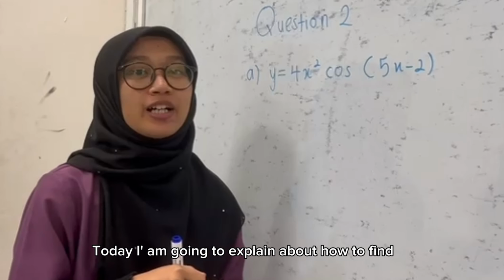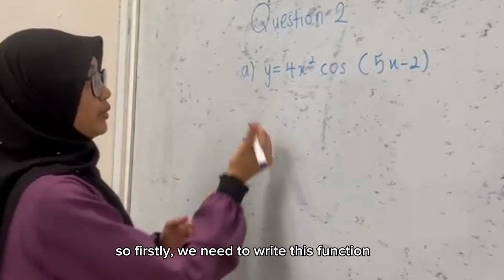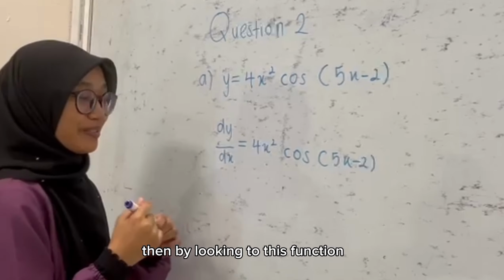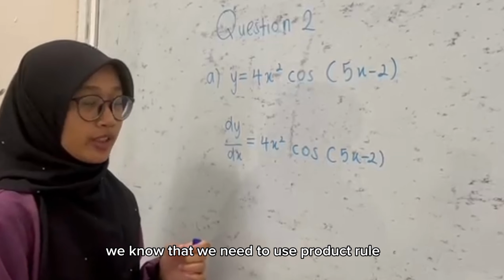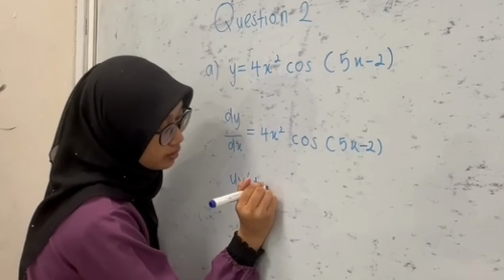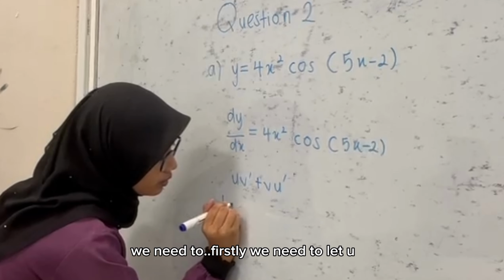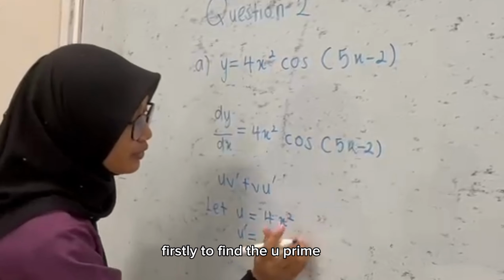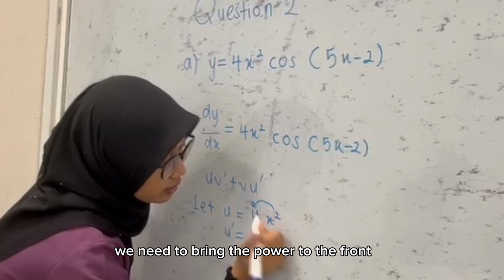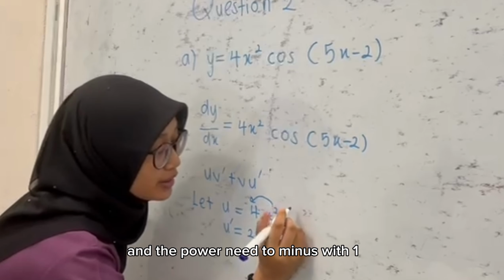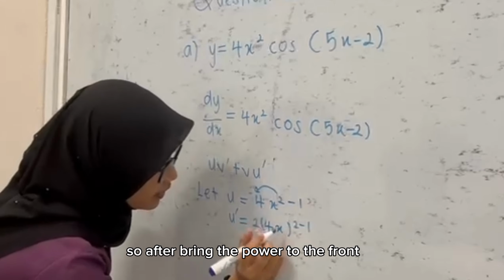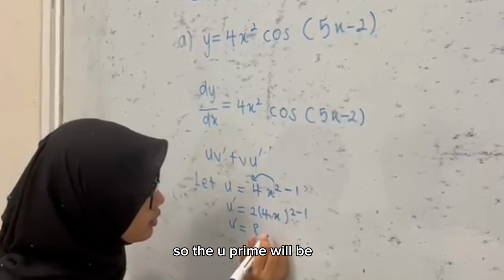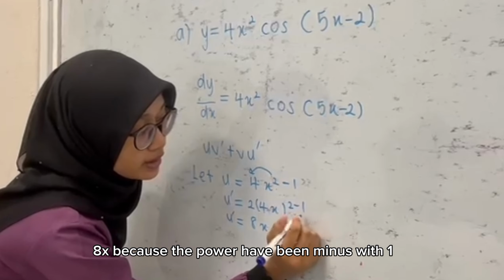Today I'm going to explain how to find dy/dx for the following function. Firstly, we need to write this function this way. By looking at this function, we know that we need to use the product rule. Then we need to let u, then find u prime. To find u prime, we need to bring the power to the front, and the power is minus 1. After bringing the power to the front, we multiply it with 4. So u prime will be 8x, because the power has been minus 1.